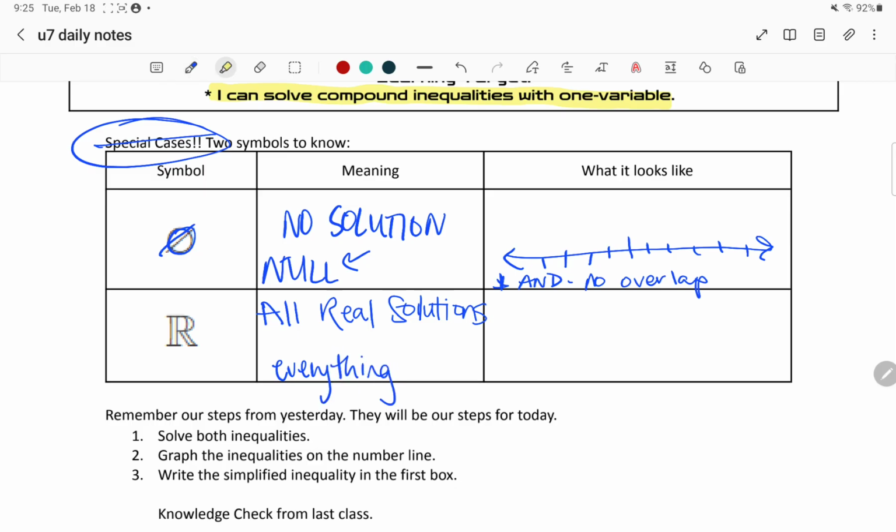So this would look like a number line, and your entire answer is the entire number line. Like this is what you put in, arrow to arrow. And this happens when we have an or statement that does overlap. Again, we'll see that today, of course.